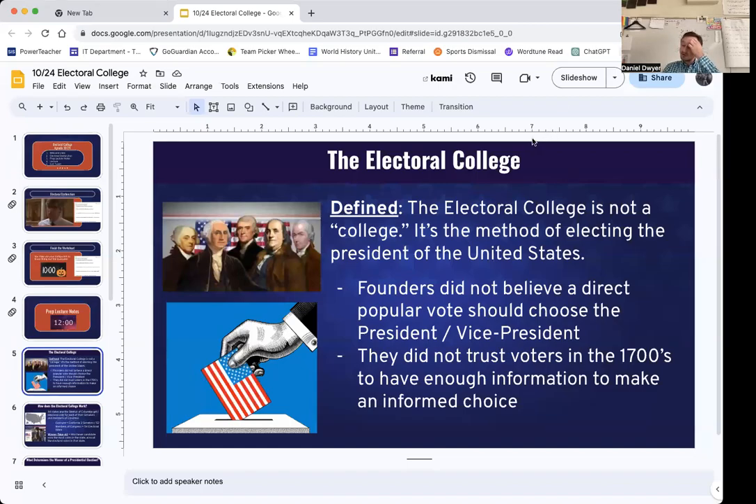So if you're not here for this lecture on the 24th, it is about the Electoral College. The Electoral College is not a college. It is the method we use for electing the President of the United States. So what does that mean?